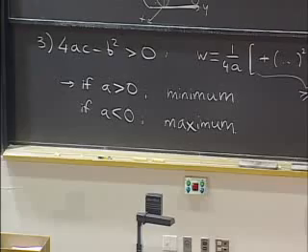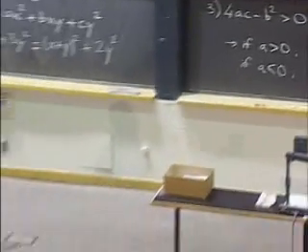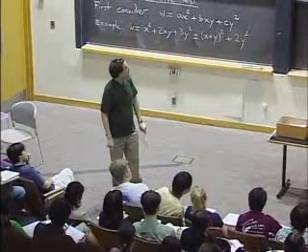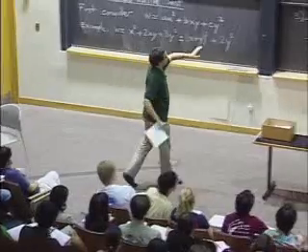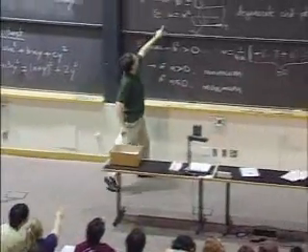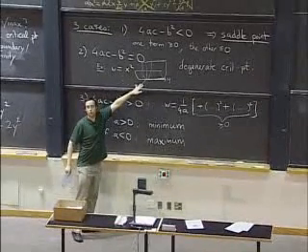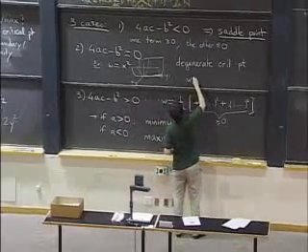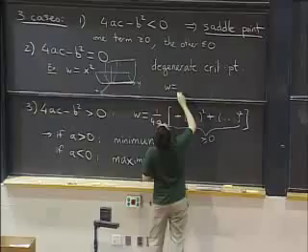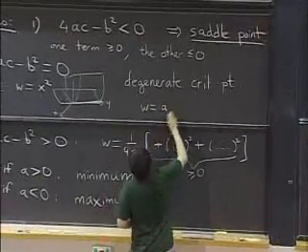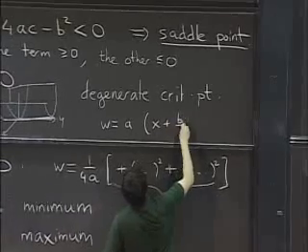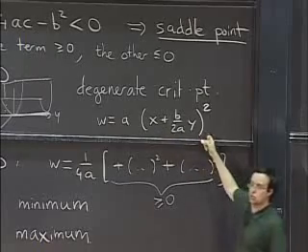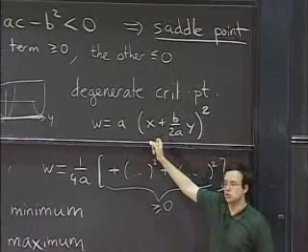Yes? For your second case, you said that it did not depend on y because for AC minus b squared equals 0. So yeah, I said in the example w equals x squared, it doesn't depend on y. The more general situation is w equals some constant, well, I guess it's a times x plus b over 2a times y squared. So it does depend on x and on y, but it only depends on this combination.